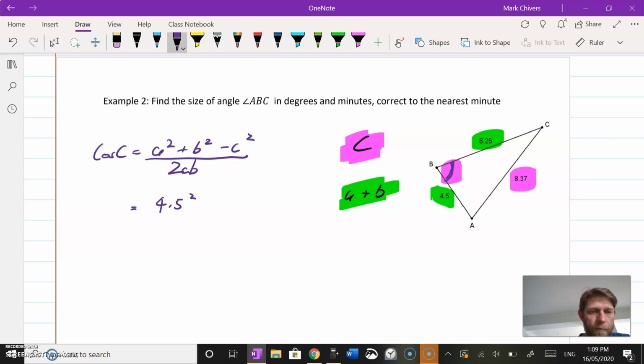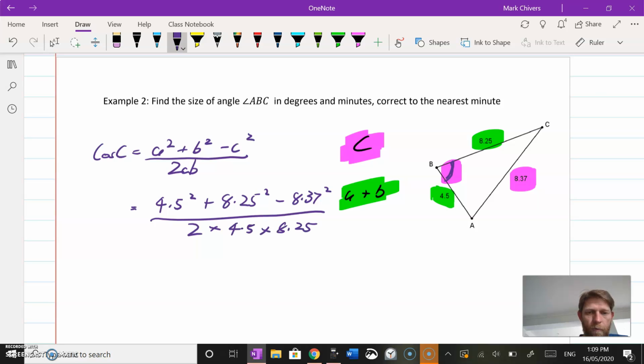So 4.5 squared, we don't care which one we call A or B, what matters is which one we call C. Minus 8.37 squared, all over 2 times 4.5 times 8.25. And I might just make the point here that there's my pink one, there's the bit that relates to C, and these are the bits that relate to A and B.